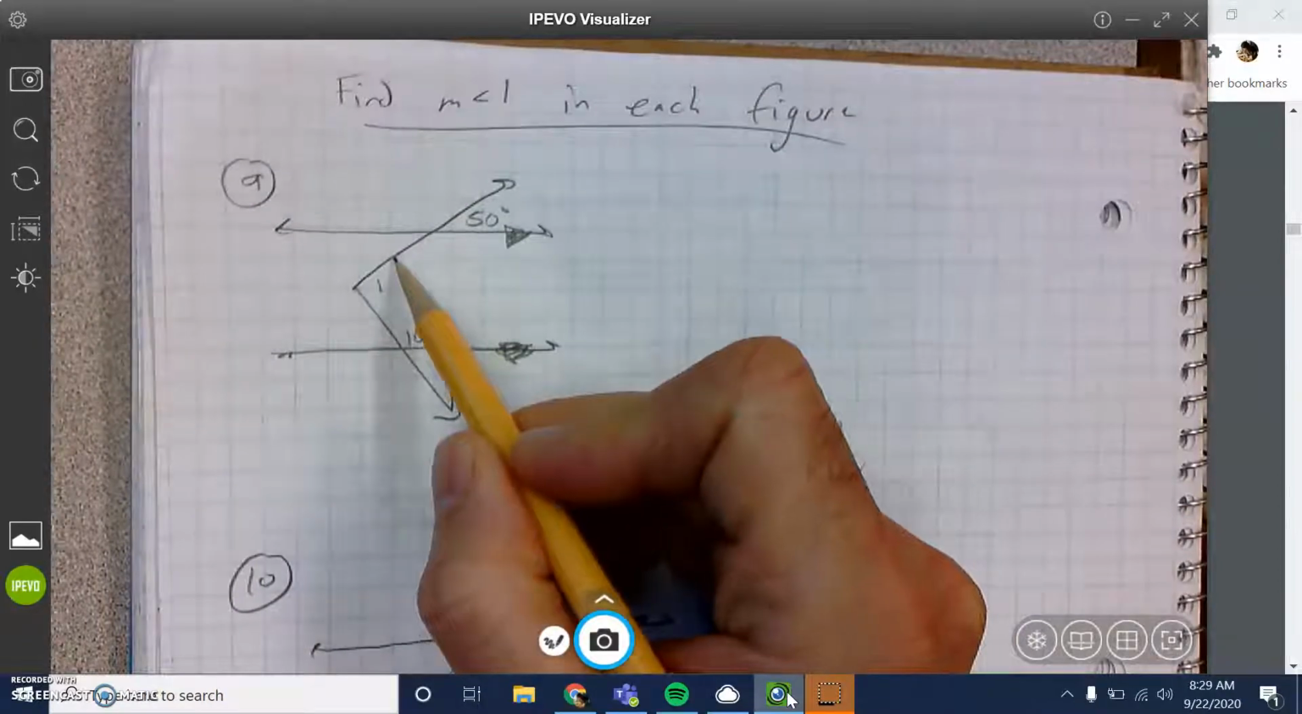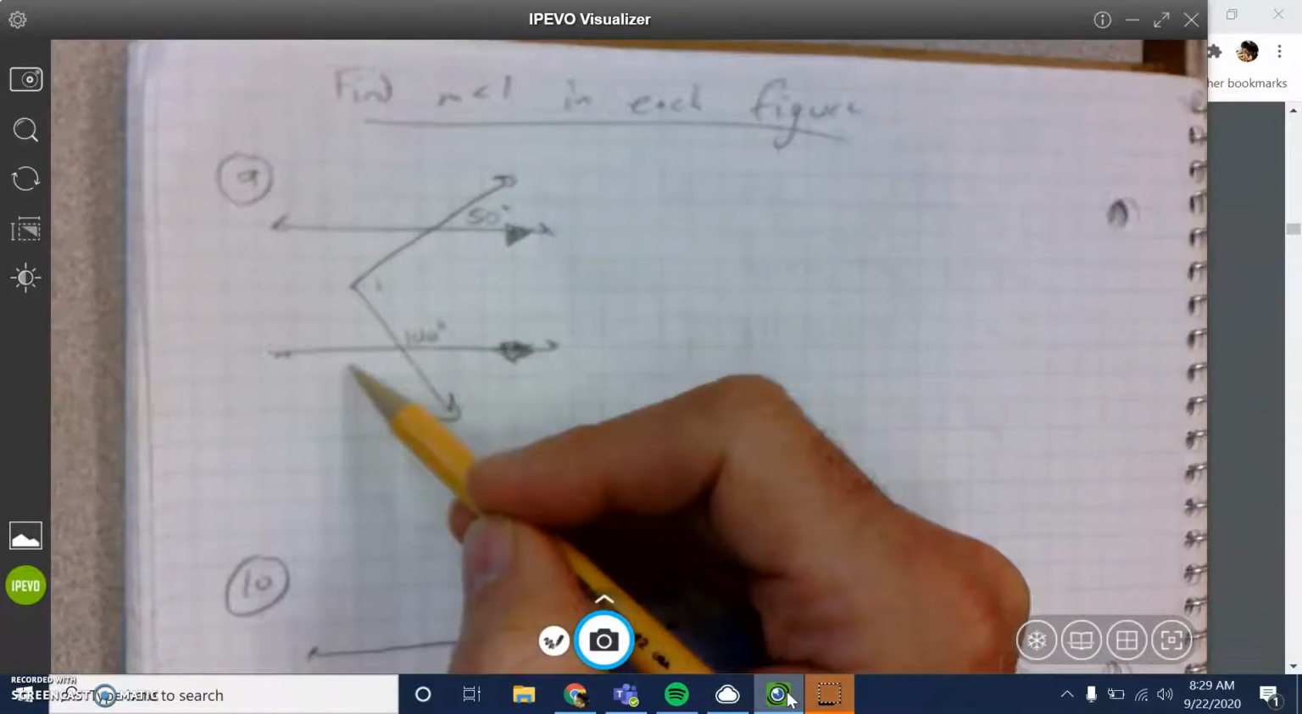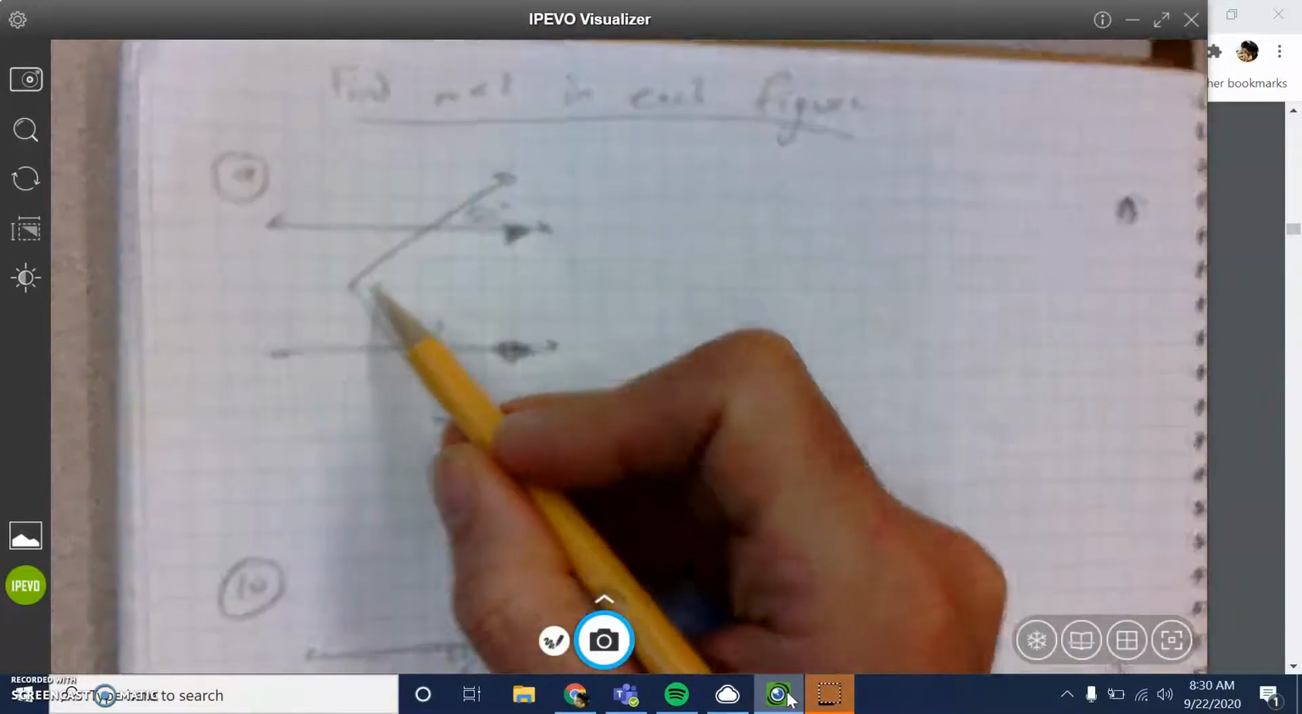So here's number 9. So you have to get this angle here. This is kind of weird because that doesn't look like a regular transversal. They just put an angle in there. So how are you going to get this whole angle?